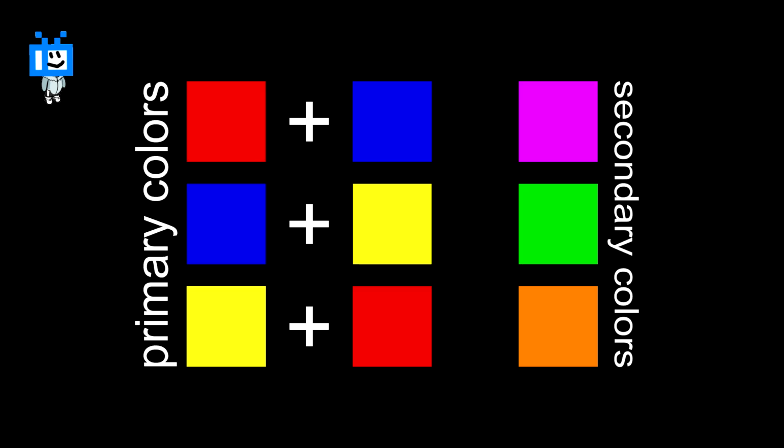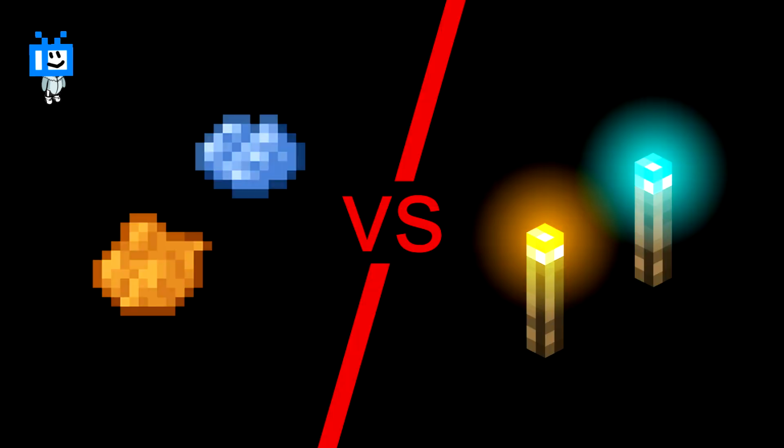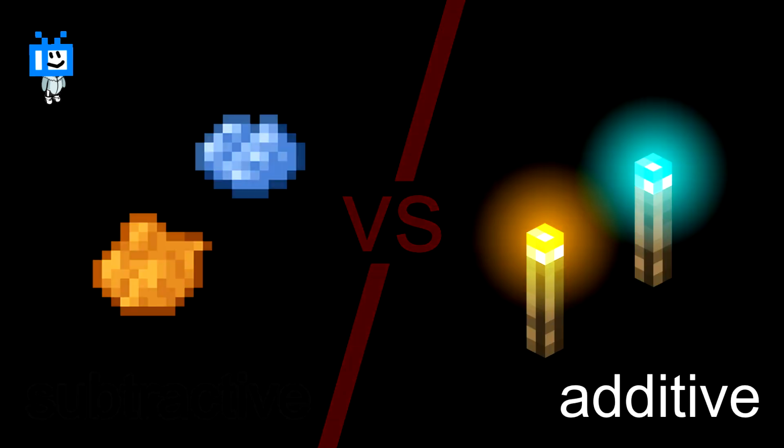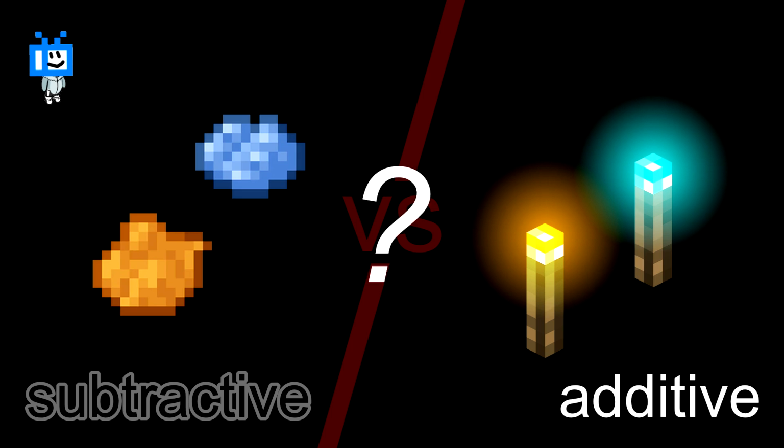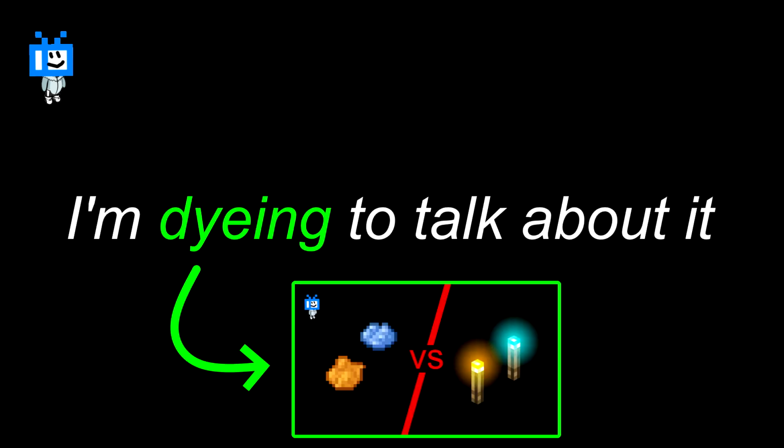Literally. Let me explain. You probably know that mixing certain colors results in various different colors. Like red and blue makes purple, while red and yellow makes orange, and so on. These are called primary and secondary colors, where you mix the primary ones to obtain the secondary ones. But doing this with dyes versus doing this with light is completely different. These are called additive and subtractive mixing, but there's much more to it than that. And that's why I'm dying to talk about it.